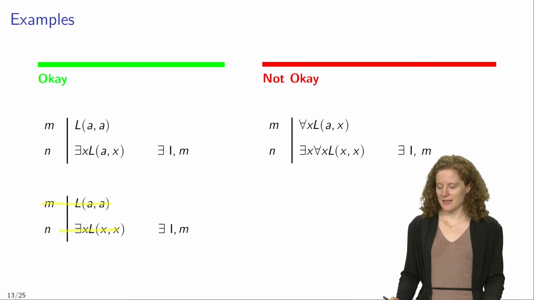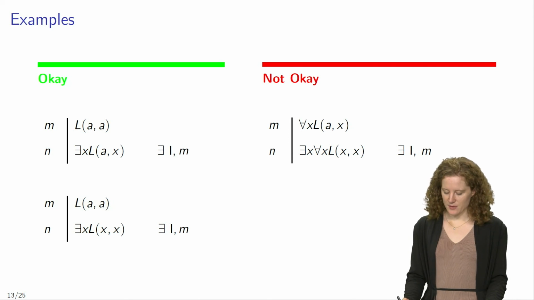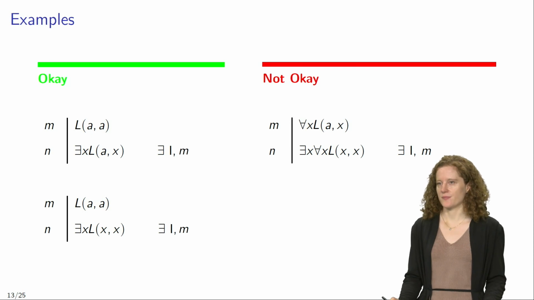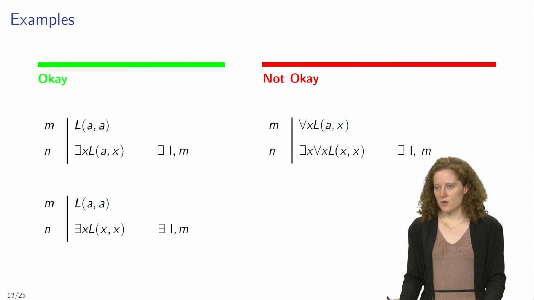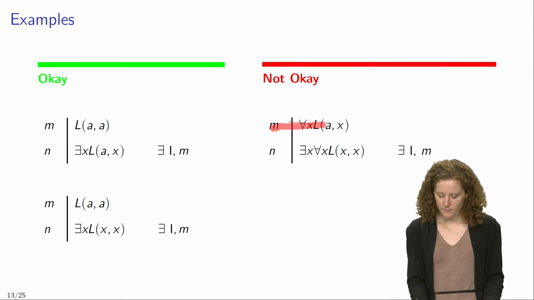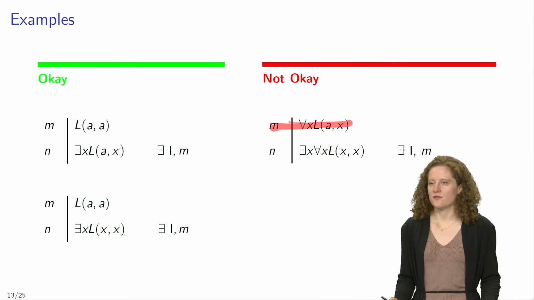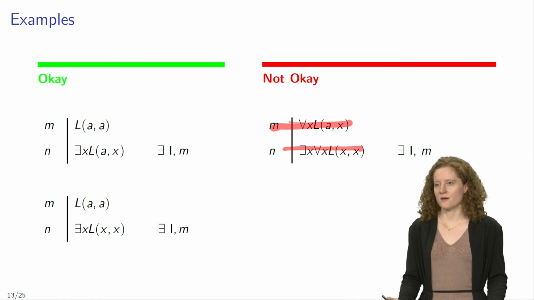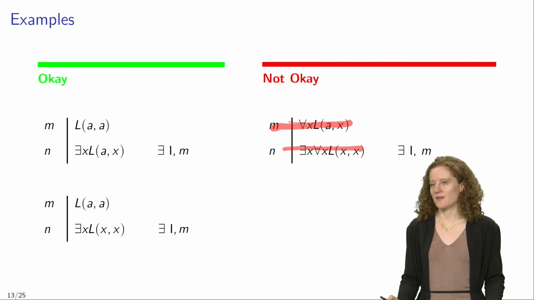Now on the right-hand side, you see a bad example, an incorrect application of the rule existential introduction. Suppose that in line M of your proof, you have the sentence for all x, L(A,x). And suppose you then wanted to infer the sentence, there is an x such that for all x, L(x,x). Now, this does not work. And the reason is because in line M of the proof, the sentence already contains the variable x.